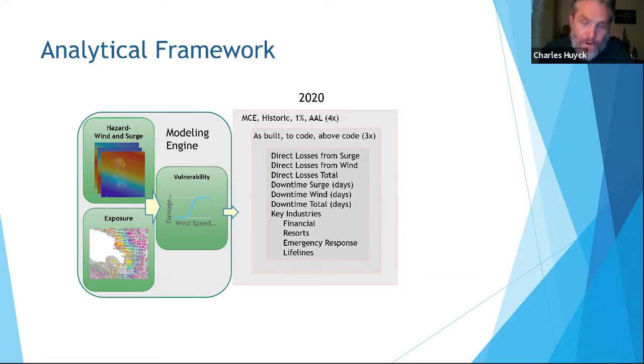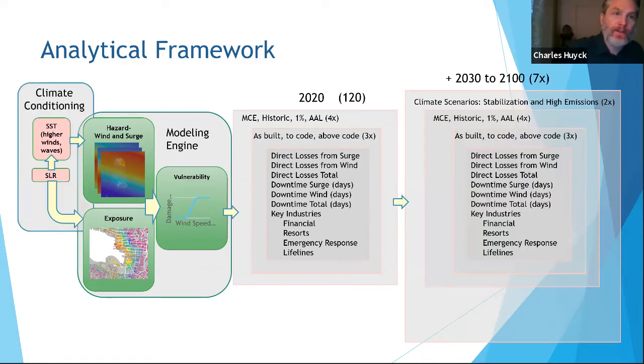And we did that for 4 different loss scenarios, one looking at a maximum event that you would expect to hit the island, one for a historic event that hit the island for comparison, a 1% annual or 100-year event, and then we ran 1,500 scenarios and took the average to get an average annualized loss that would be expected. So we did that for 2020. That was about 120 modeling scenarios.